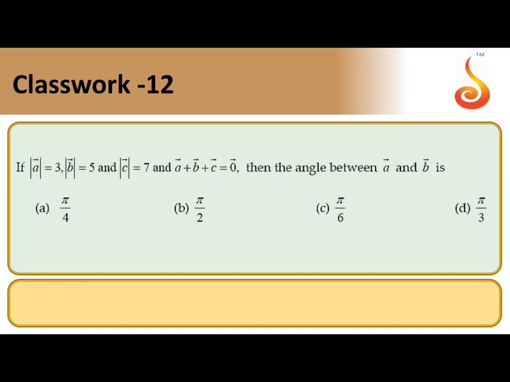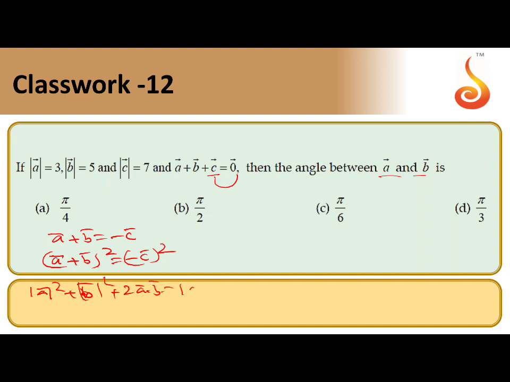Modulus A is given 3, modulus B is given 5, modulus C is given 7. And A plus B plus C equals 0. What is the angle between A and B, they are asking. So here if you want to find the angle between A and B, transfer C to that side. A bar plus B bar equal to minus C bar. So here square on both sides. A bar plus B bar whole square equal to C bar square. So modulus A square plus modulus B square plus 2 A dot B equal to modulus C square.